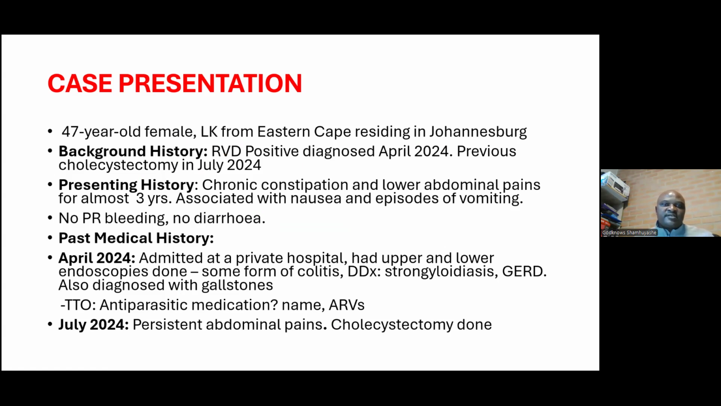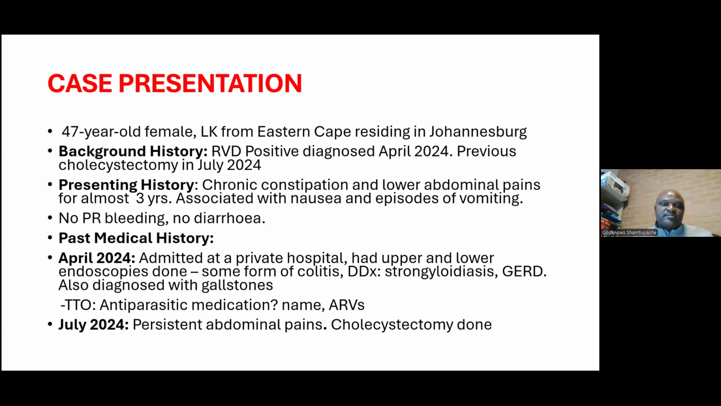In April last year, she was admitted at a certain private hospital where she had upper and lower endoscopies done, which showed some form of colitis, for which the differential diagnosis made was strongyloidiasis, and also gastroesophageal reflux disease from the upper endoscopy. She was also diagnosed with gallstones at that admission and was given an anti-parasitic medication. She was not sure of the name, and was started on ARVs.